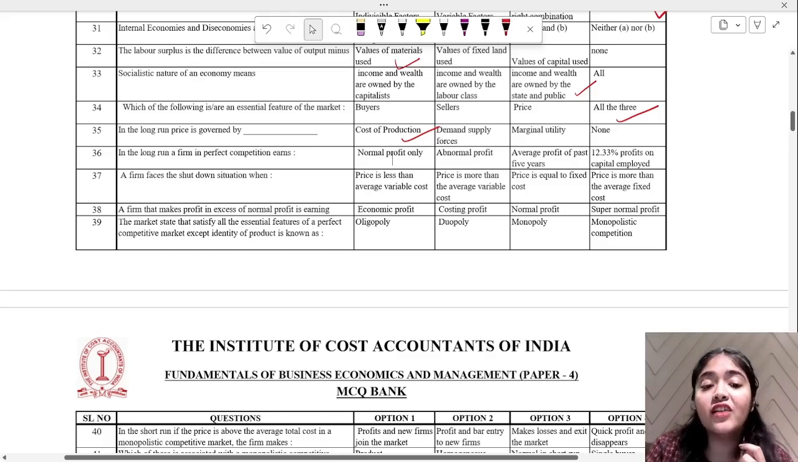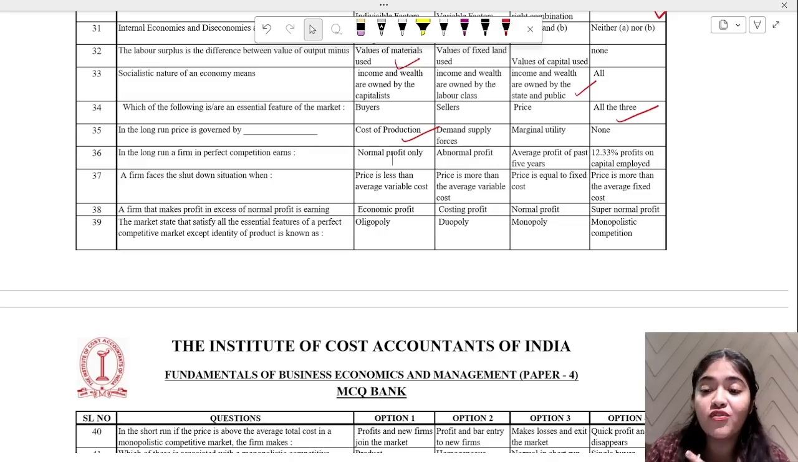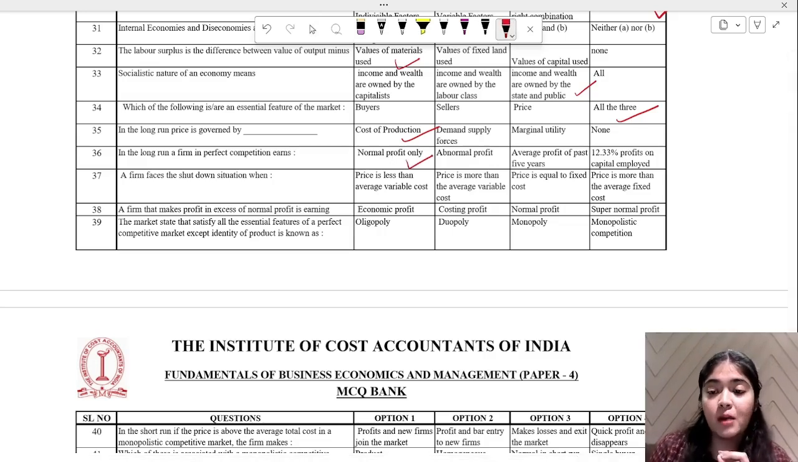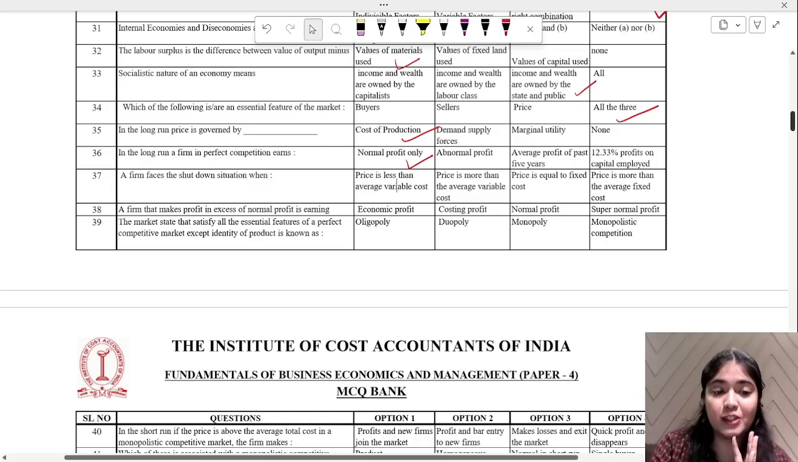In the long run, a firm in perfect competition earns what? Normal profit, abnormal profit, average profit of the past 5 years, or 12.33% of the capital employed. Yes, it will only earn the normal profits. Okay, that's option number 1. I hope you are understanding, you're getting these things, you are able to recall and solve these MCQs.